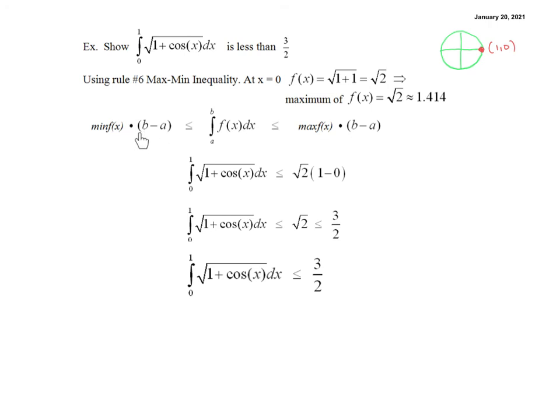That means that here's the min-max rule, and the integral has to be less than or equal to the maximum value times b minus a. Well, we just figured out the maximum value was the square root of 2. b minus a is 1 minus 0, so we know that this integral has to be less than the square root of 2. And the square root of 2 is 1.4, which is less than 3/2, which is 1.5. So that proves that the integral is less than 3/2.